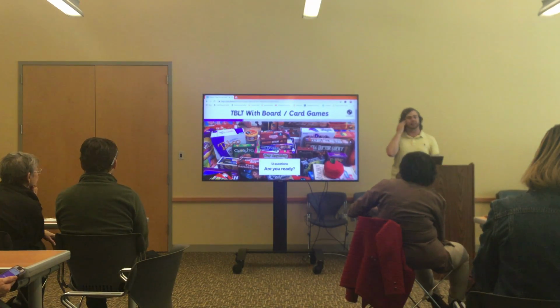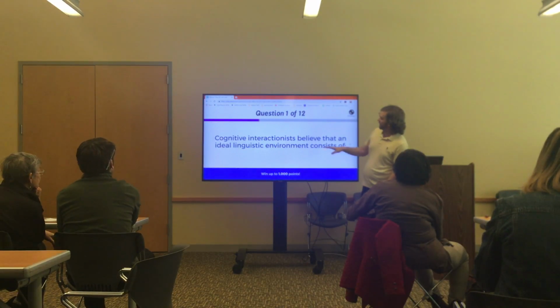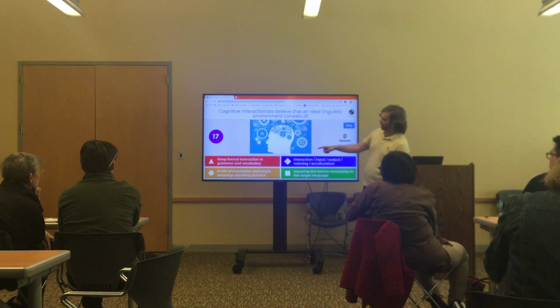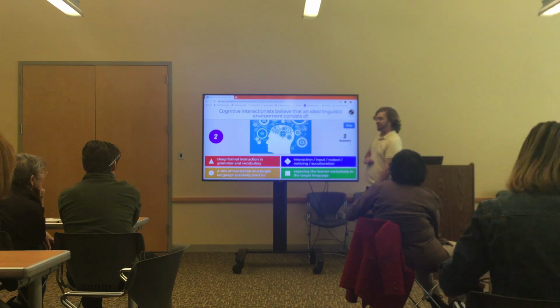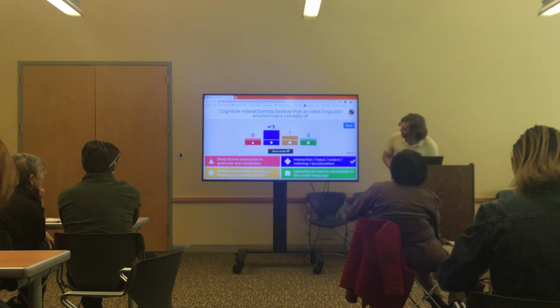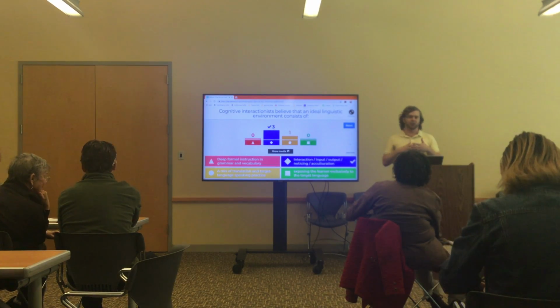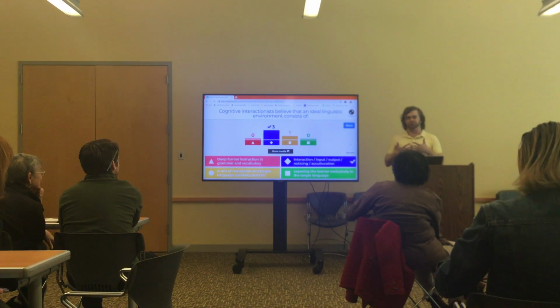It's multiple choice, and on your screen, it'll give you between 2 and 4 options. The first question: cognitive interactionists believe that an ideal linguistic environment consists of deep formal instruction in grammar and vocabulary; interaction, input, output, noticing, and acculturation; a mix of translation of the target language and speaking practice; or exposing the learner exclusively to the target language. Great. So the cognitive interactionists believe that there are 5 factors that interact to support complete language acquisition.